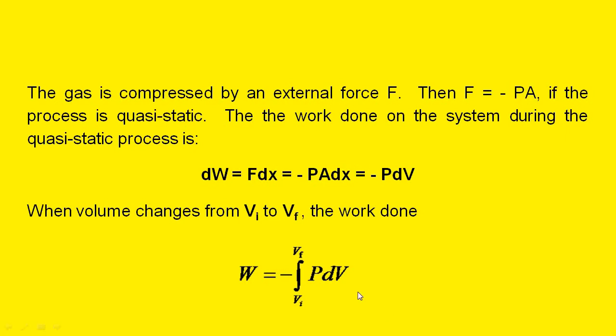And during expansion, dV, that means final volume minus initial volume. Final volume will be greater than initial volume during expansion. So, final volume minus initial volume is a positive quantity. So, dV is positive. So, minus PdV, or work done, will be a negative quantity.